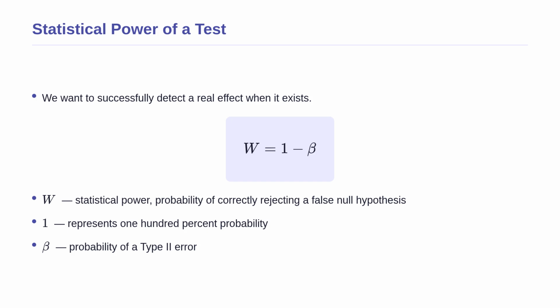As the power increases, the test becomes much better at detecting true effects. A high statistical power is highly desirable in any scientific experiment because it means the study is sensitive enough to discover real breakthroughs.